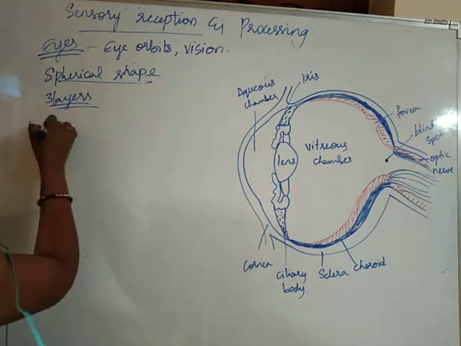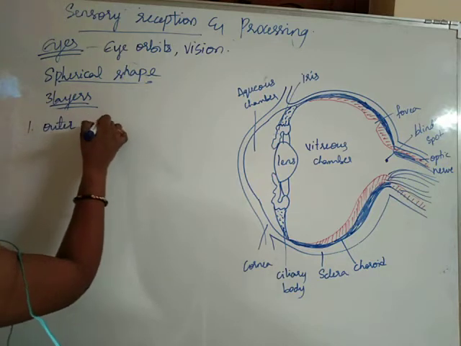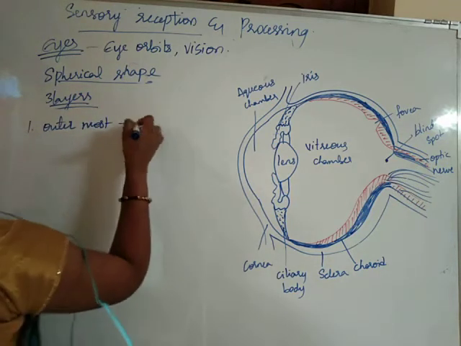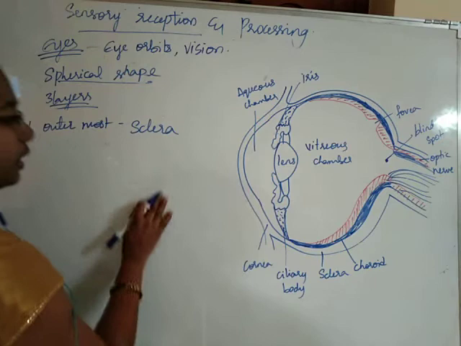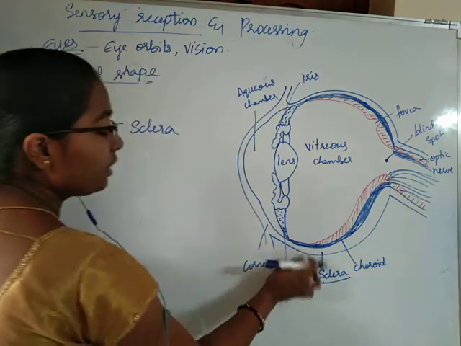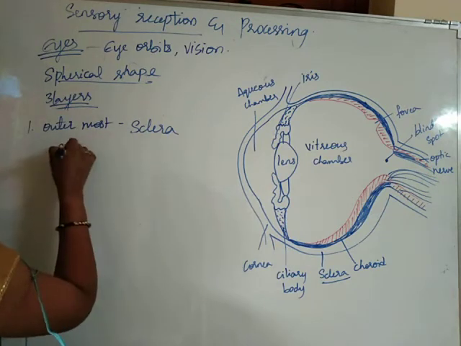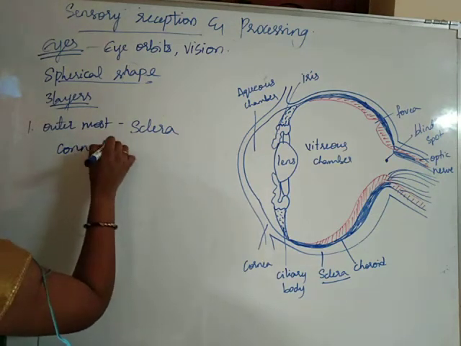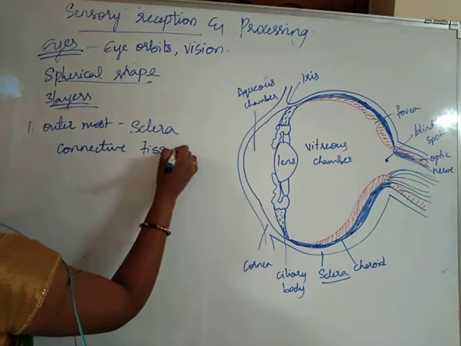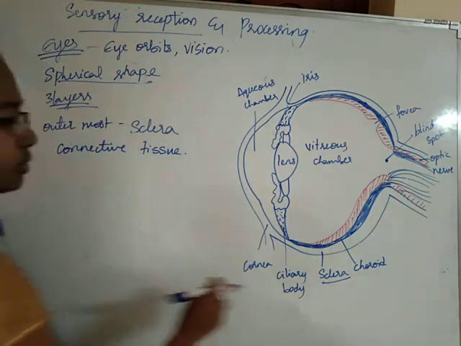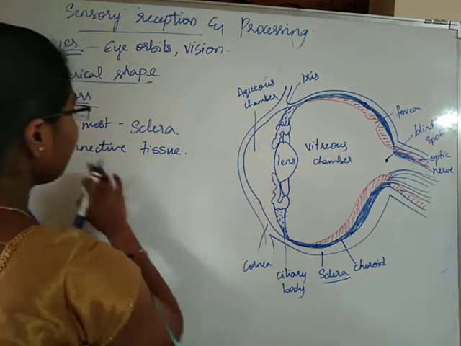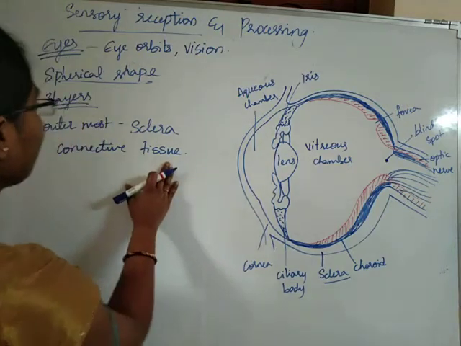The first layer is the outermost layer. It is called as sclera. You can locate this sclera in the picture. This is sclera, the outermost layer. Sclera consists of connective tissue, okay ma'am.